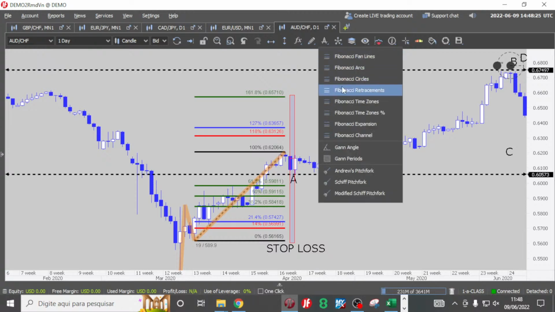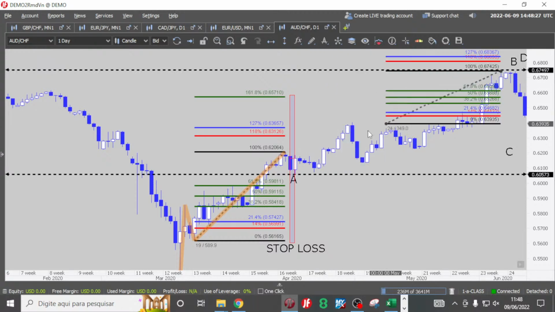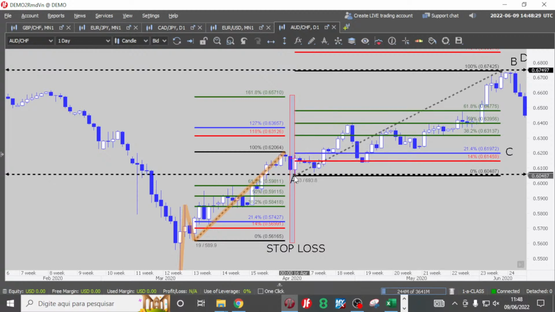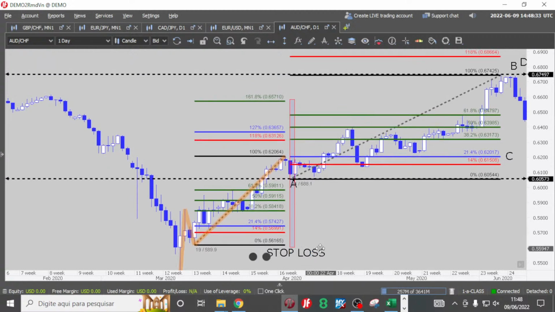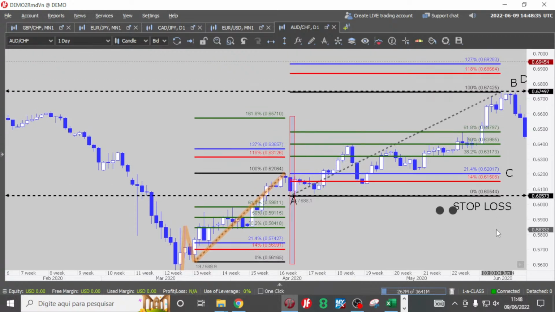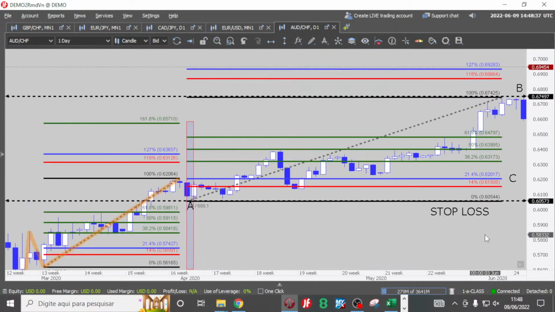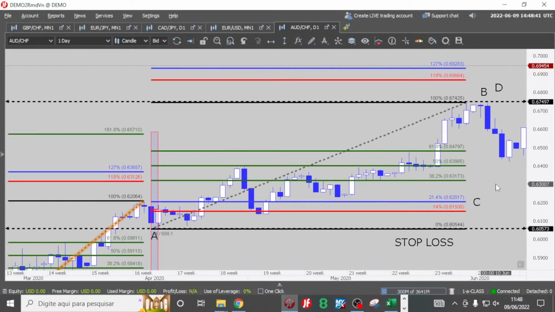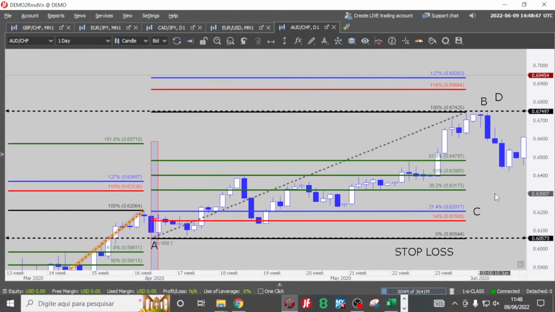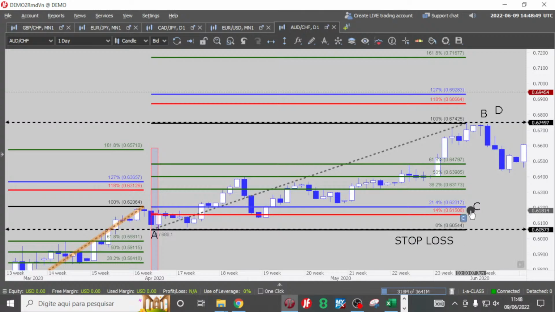This time I'm going to leave my Fibonacci on the screen. There you go. This one, A to B. Stop loss is going to be down in here. So let's see how the market is going to move. Now we are not talking about the entries today. We are just looking at the ratios. Now this is our C, everybody. This is our projected extension.